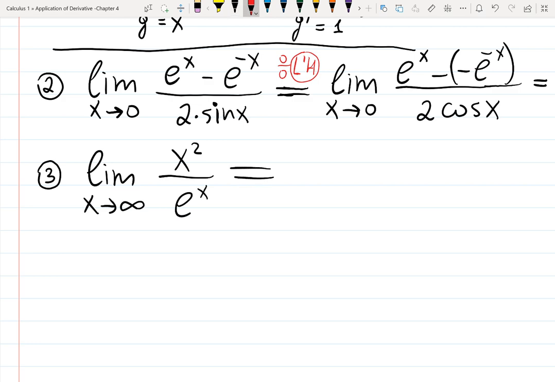When x approaches infinity, x squared goes to infinity. When x approaches infinity, e to the x goes to infinity, so that's an infinity over infinity case. Also, I want to remind you, plus or minus doesn't matter. So when you have different cases like this, L'Hopital's rule still can be applied. So we're going to apply L'Hopital's rule here.